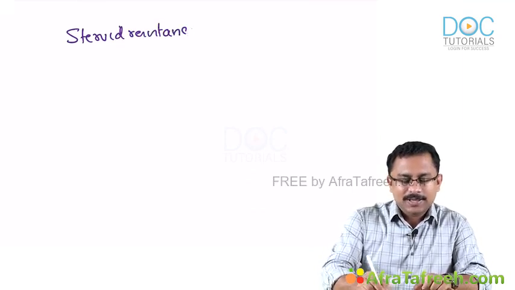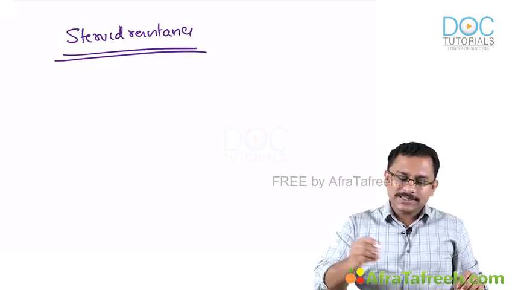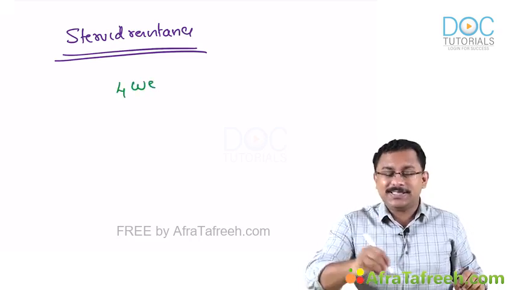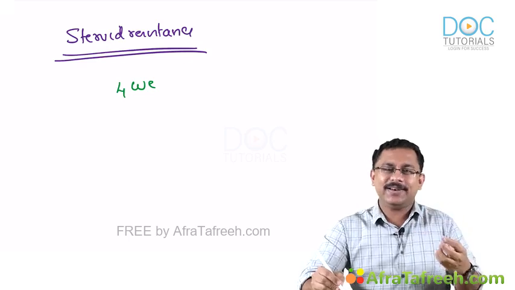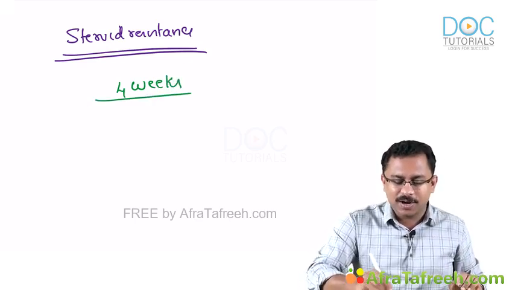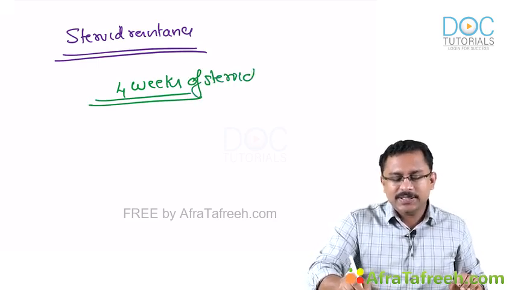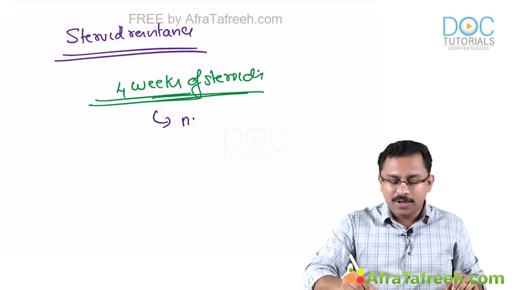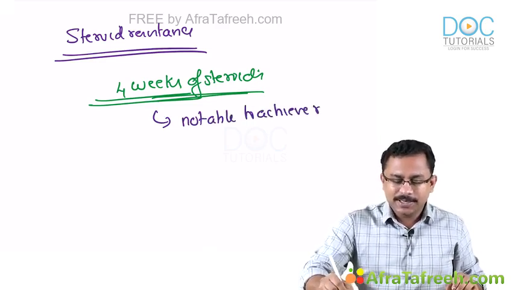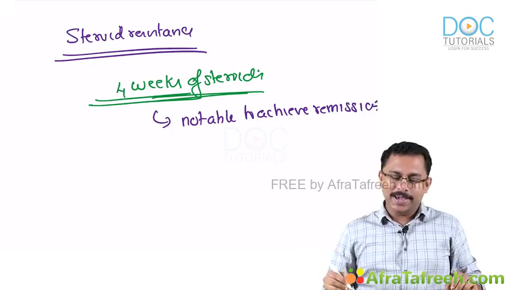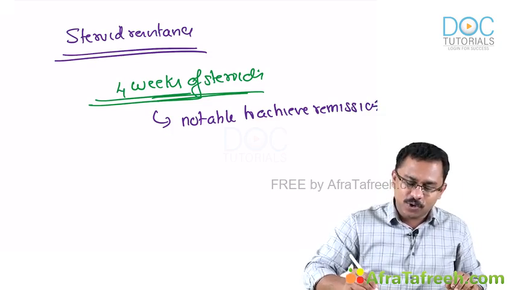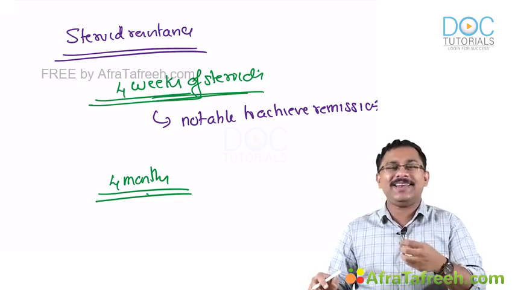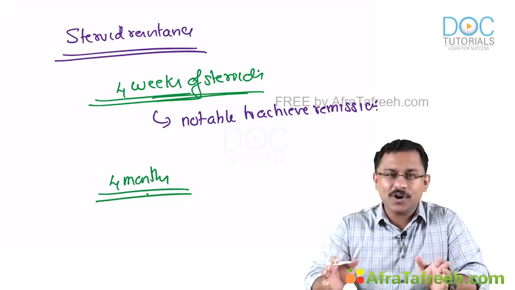Steroid resistance. So what do I mean by steroid resistance? Steroid resistance means you have put the patient on steroids, and even after 4 weeks, now remember, for children and adults, the definition is different. For children, even after being on 4 weeks of steroids, he is not able to achieve remission. So in spite of being on steroids for 4 weeks, not able to achieve remission, that is what you call steroid resistance. And for adults, instead of 4 weeks, it is 4 months. So if the patient is on 4 months of steroids, and even then he is not able to achieve remission, that is called steroid resistance.